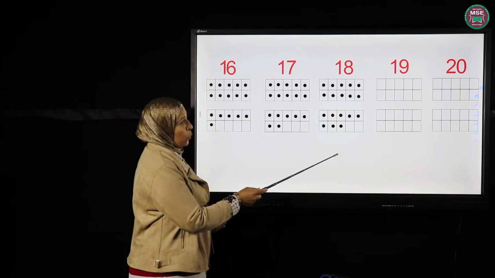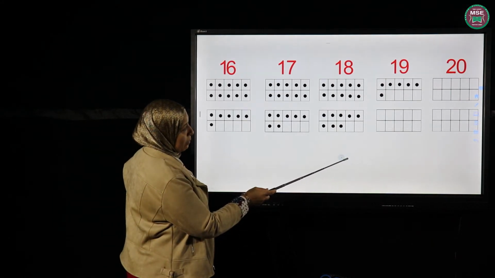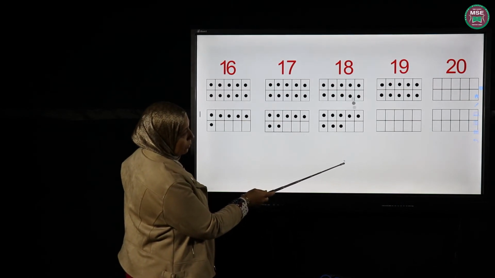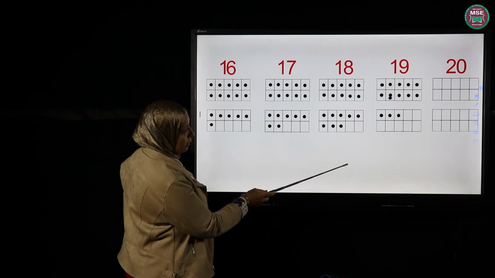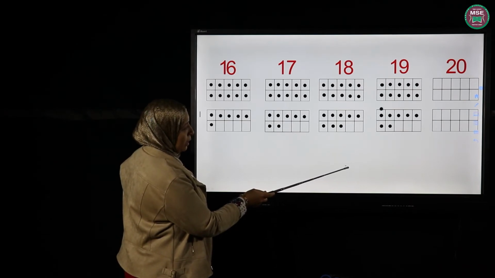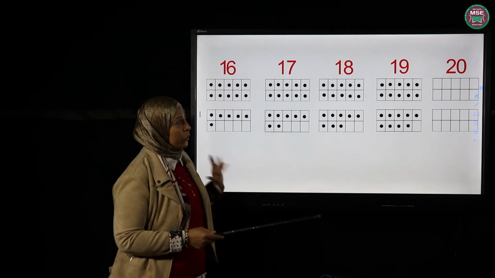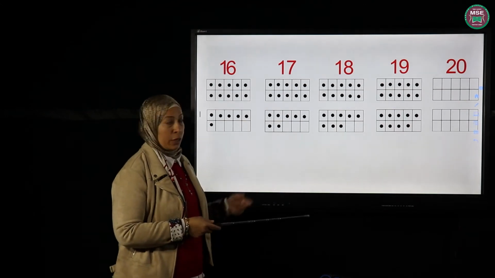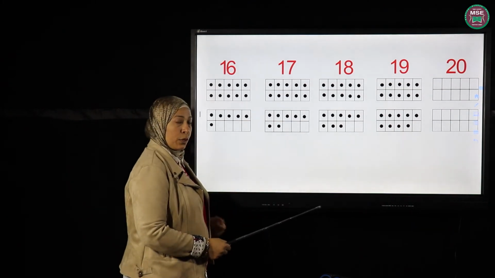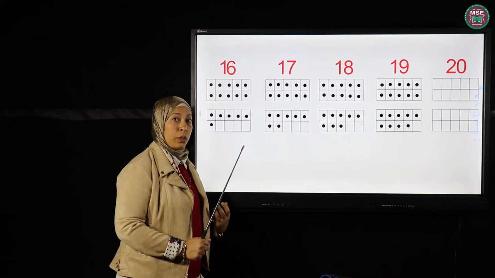Let's do it. 1, 2, 3, 4, 5, 6, 7, 8, 9, 10, 11, 12, 13, 14, 15, 16, 17, 18, and 19. Okay, we are nearly gonna use 2 ten frames here. We have 10 and 9. How many empty boxes do I have after number 19? Only one.